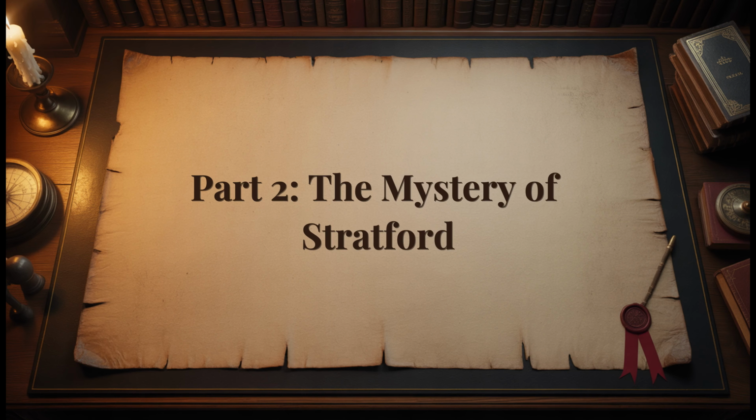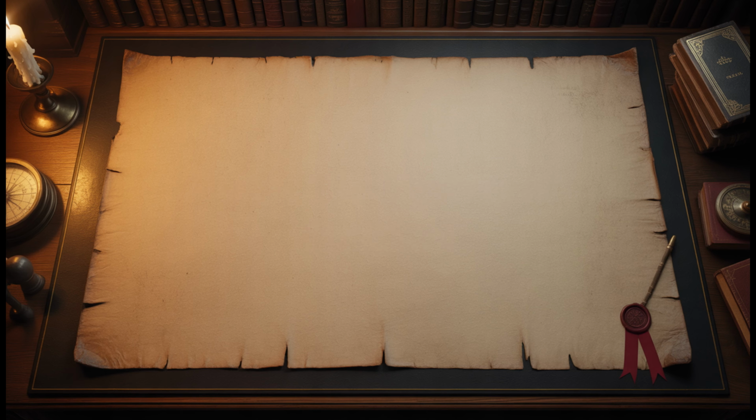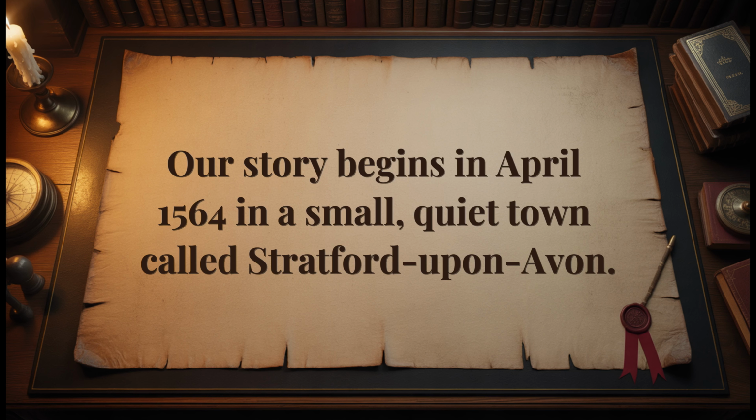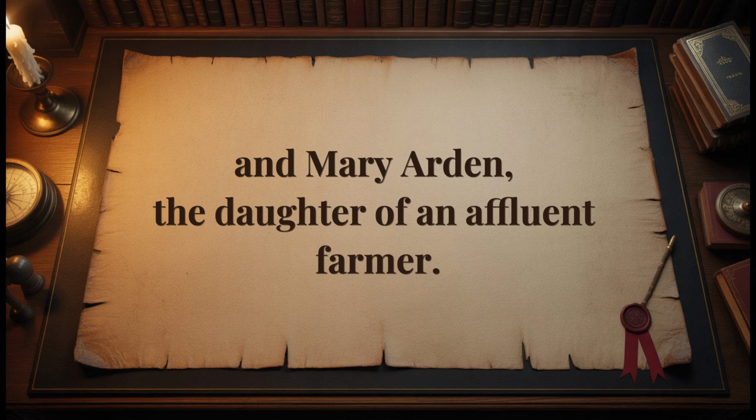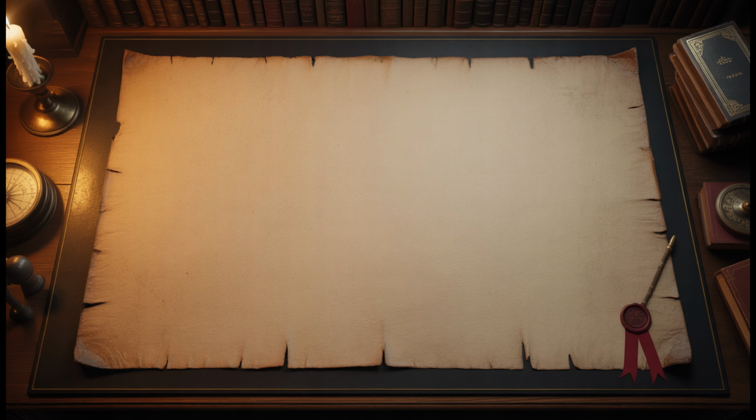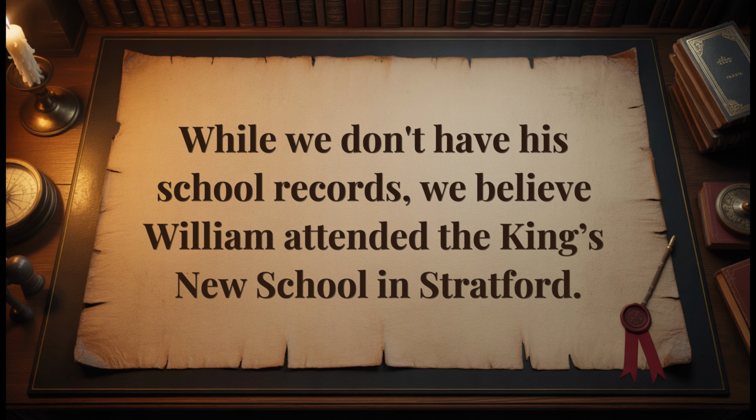Part 2. The Mystery of Stratford. Our story begins in April 1564 in a small, quiet town called Stratford-upon-Avon. William was the son of John Shakespeare, a successful glovemaker and a local politician, and Mary Arden, the daughter of an affluent farmer. While we don't have his school records, we believe William attended the King's New School in Stratford.